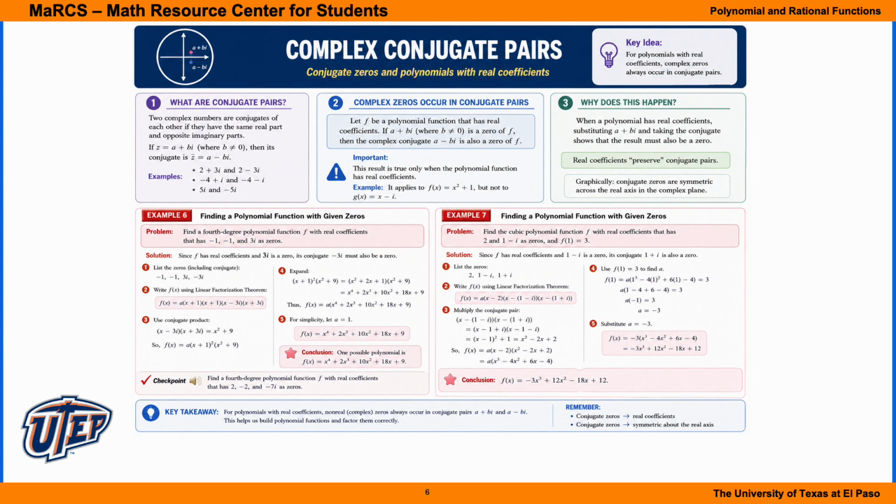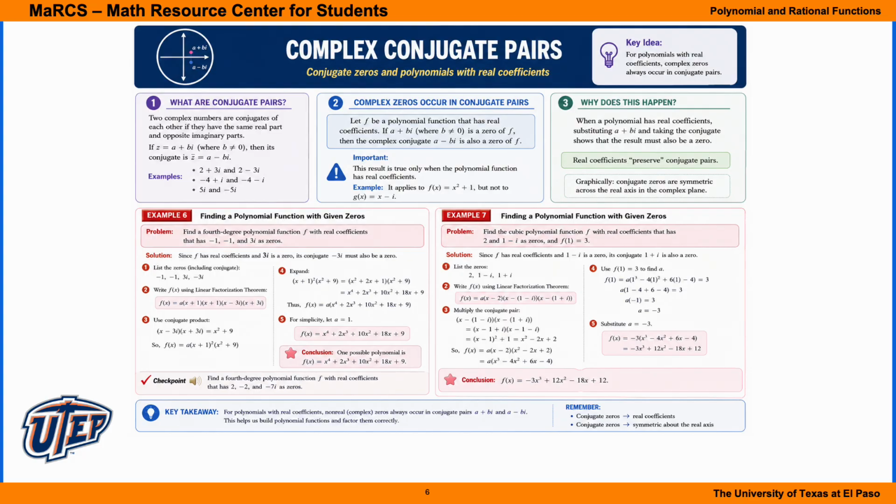So for simplicity, we let a equal 1, and now we are left with the function f of x is equal to x to the power 4 plus 2x cubed plus 10x squared plus 18x plus 9. Now we're given another example, but this time we are given a constraint, f of 1 is equal to 3. We are told to find the cubic polynomial function f with real coefficients that has 2 and 1 minus i as zeros, but this time f of 1 is equal to 3.